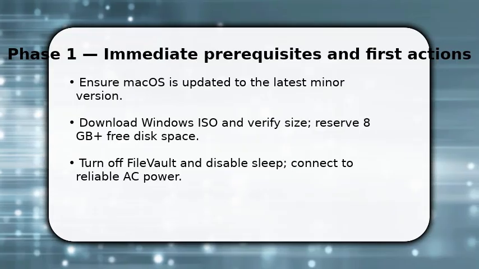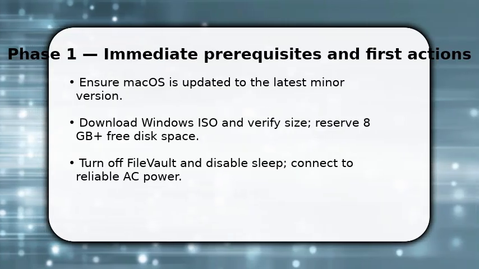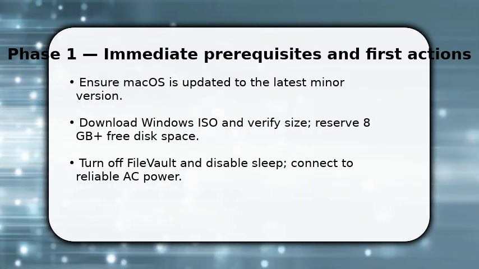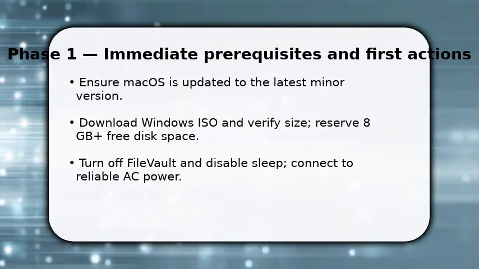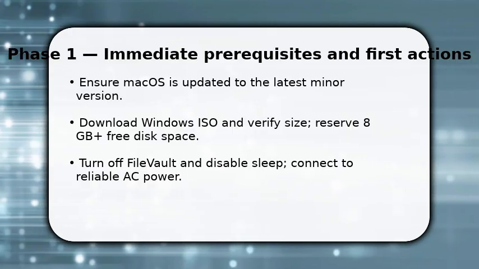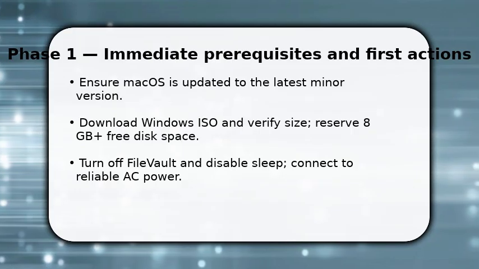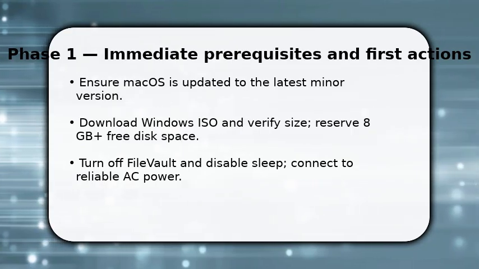You start by gathering what matters: the Windows ISO and enough free disk space. Once done, update macOS and verify the ISO integrity so installation won't fail mid-process. Make sure FileVault is off and Sleep is disabled. This prevents interruptions during partitioning.